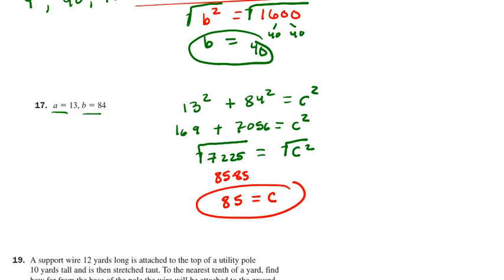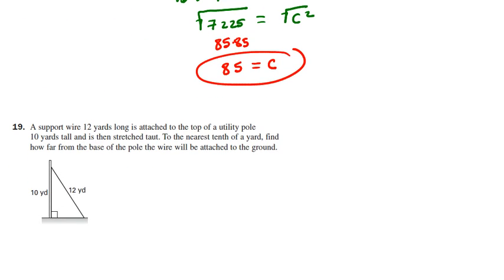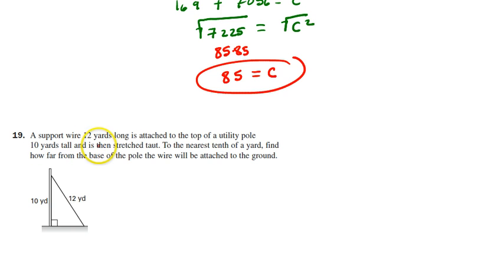Now let's apply this to a story problem. A support wire 12 yards long, so here's my support wire here, is attached to the top of a utility pole that is 10 yards tall and is then stretched taut. To the nearest tenth of a yard, right? This is a key phrase, to the nearest tenth of a yard, find how far from the base of the pole the wire will be attached to the ground. So we're trying to find this length here.